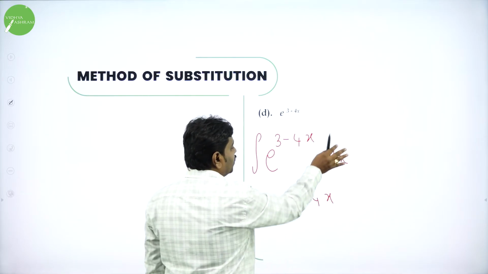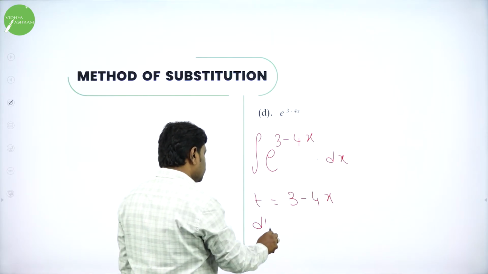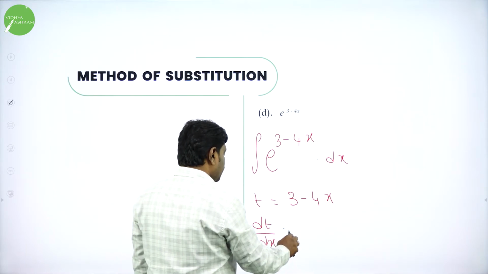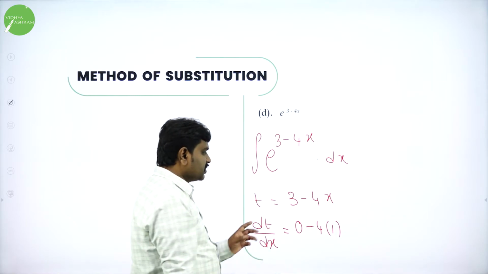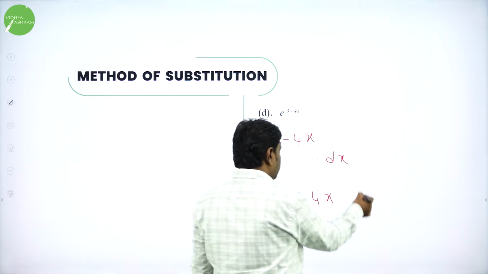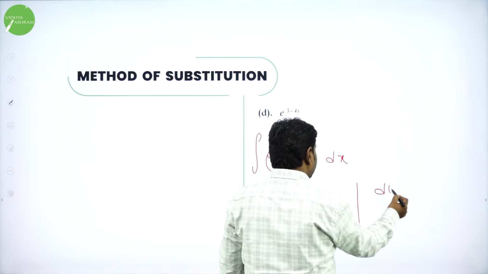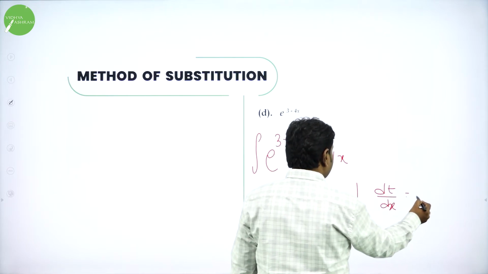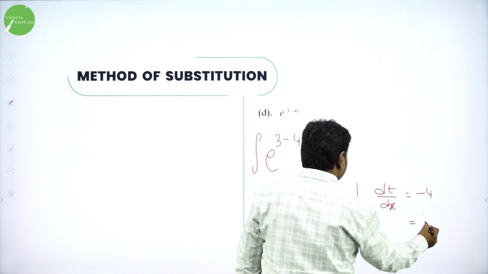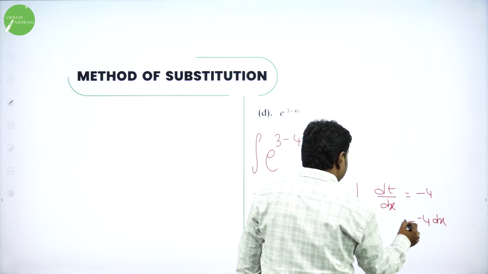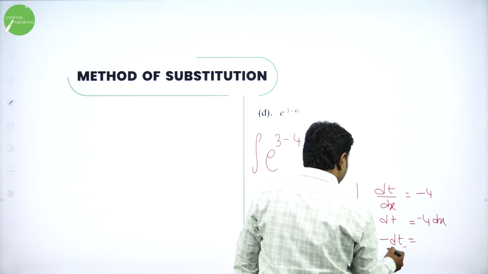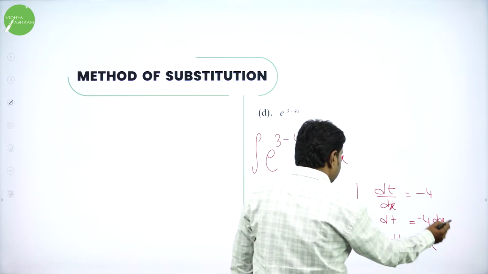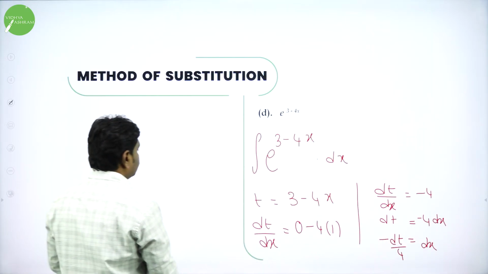Again get the remaining part. The remaining part is dx, so differentiate both sides. What is dt by dx? Derivative of 3 is 0, minus 4 is constant, derivative of x is 1. From this get the value of dx. So dt by dx is equal to minus 4, and minus 4 dx is equal to dt, or minus dt by 4 is equal to dx. So now we got the substitution.